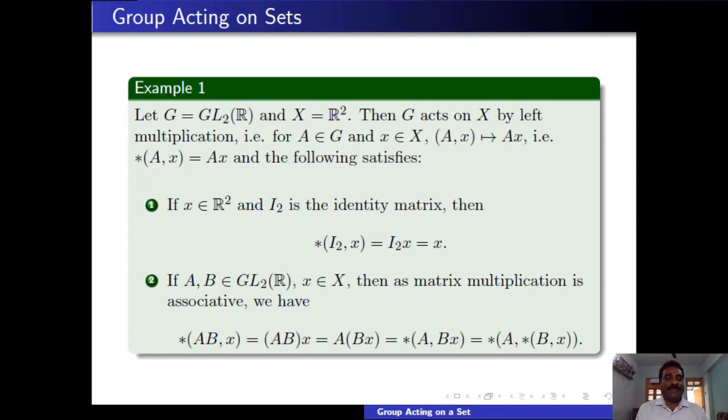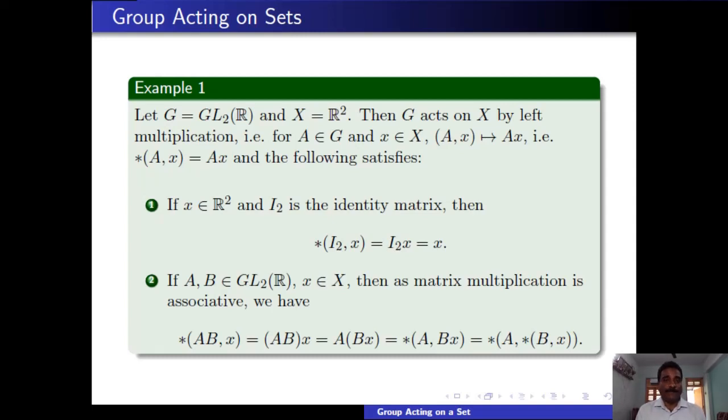To see that, we have to check whether it satisfies two properties. The first one is, you take the identity element of G, that is I2, and one element x from X. So you can see that star of (I2, x) is equal to I2 times x, which is the same as x because I2 is the identity matrix. So the first property is satisfied.